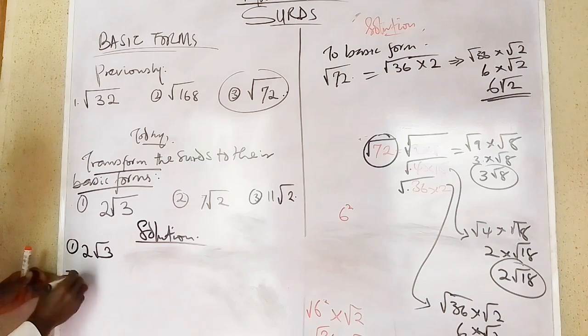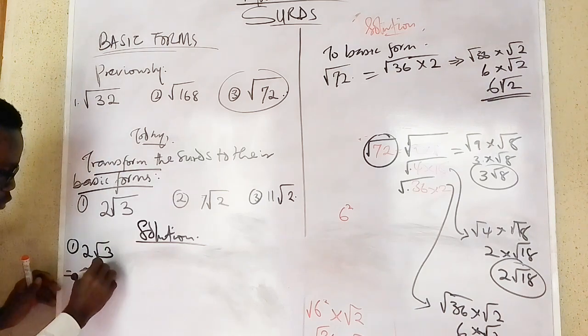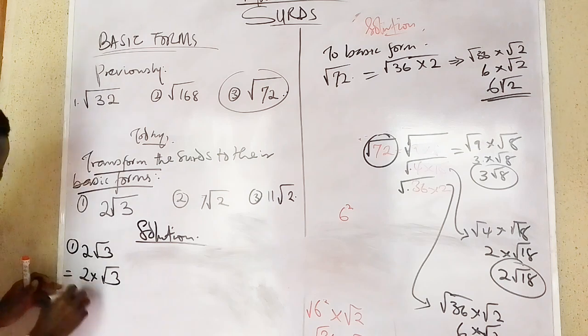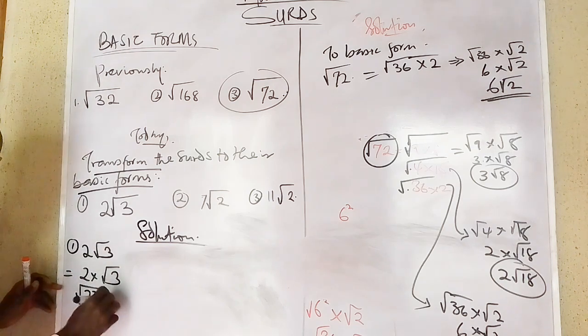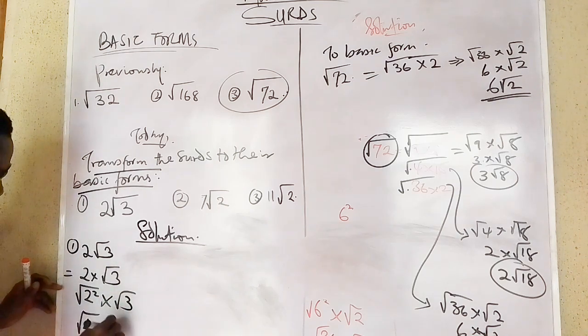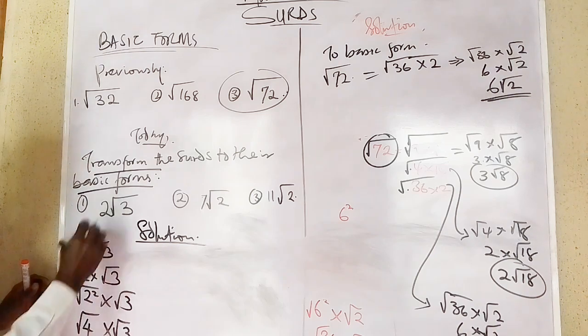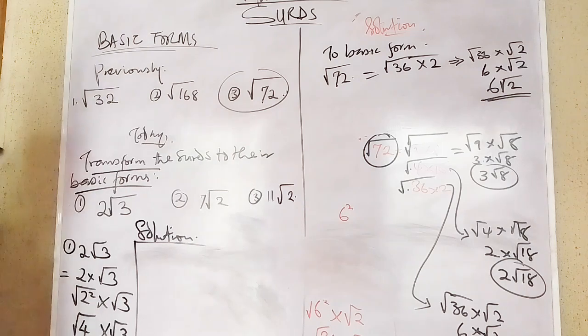So this means, again, 2 times the square root of 3. And then this is what? The square root of 2 raised to the power 2 times 3. What is this? 2 raised to the power 2 is 4. The square root sign is still there, times root 3. And bring the 2 of them, marry them together, becomes 4 times 3, square root together. 4 times 3 is what? The square root of 12. So you now see number 1 is done.